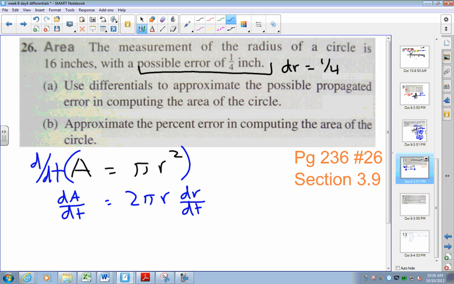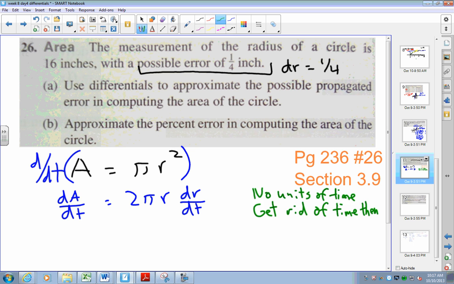Okay. So if I somehow told you that dr dt was changing at 1/4 an inch per second, who would I have? If I said 1/4 an inch per second, who would that 1/4 be? dr dt. But did I say per a unit of time? No. So no units of time. Huh. No units of time. If I have no units of time, I don't want time. I want to get rid of it.